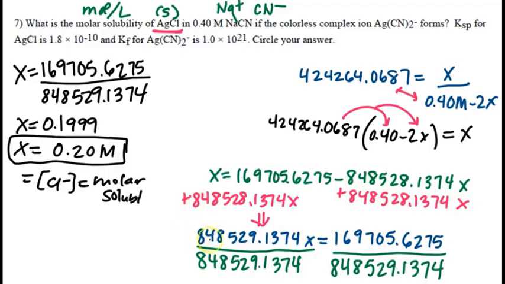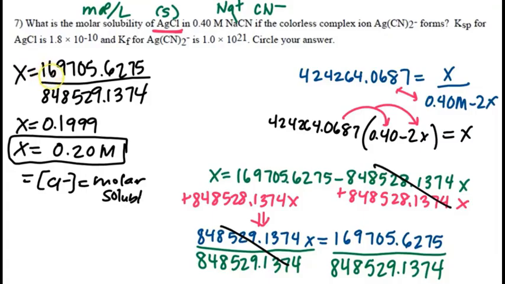I get 848,529.1374x is equal to 169,705.6275. Again, there is a 1 in front of the x here. That's the reason why we have to add a 1 to this ginormous number here. Now that I have this expression, I can go ahead and isolate x by dividing by 848,529.1374. So when I go ahead and do that, I can solve for x.